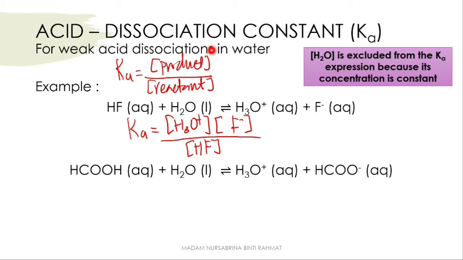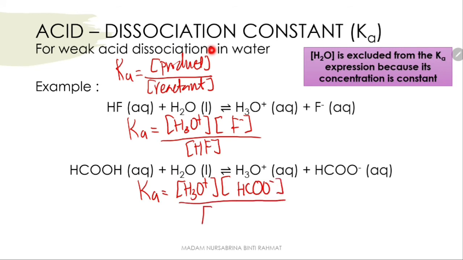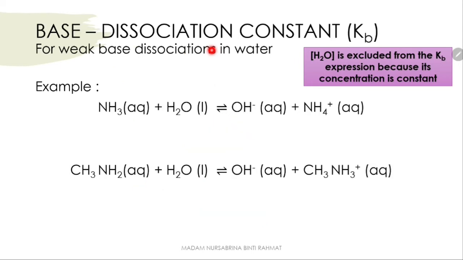Secondly, I have this methanoic acid, another weak acid. So my Ka equals H3O+ times HCOO− over HCOOH. Alright, so let's look at how to write down the base dissociation constant, Kb.